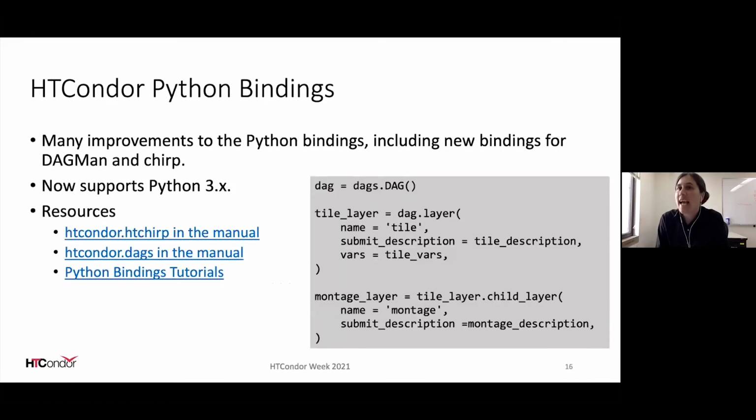Bindings now support DAGMan and Condor Chirp, and there are some links to that in these slides. There's an example of what that code would look like on the right, pulled from one of the tutorials listed on this slide. And just in general, there have been a lot of improvements, things have been smoothed out and made a little cleaner in the HTCondor Python bindings. It's been upgraded to Python 3.